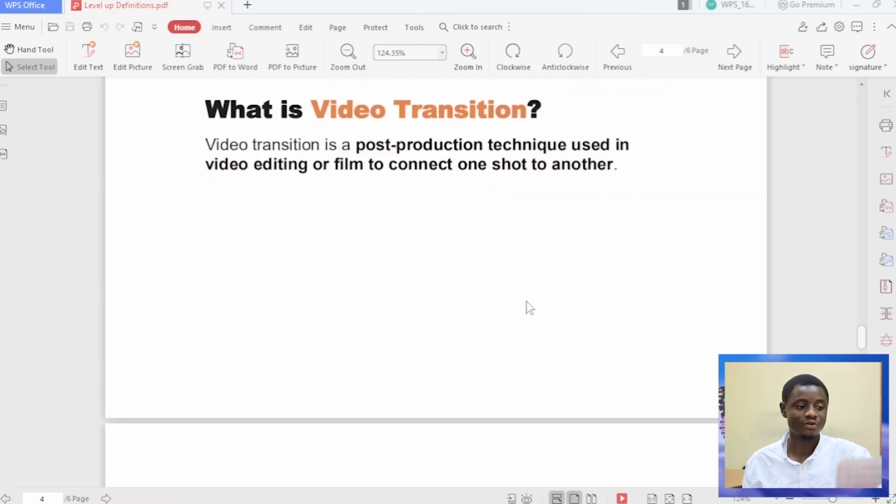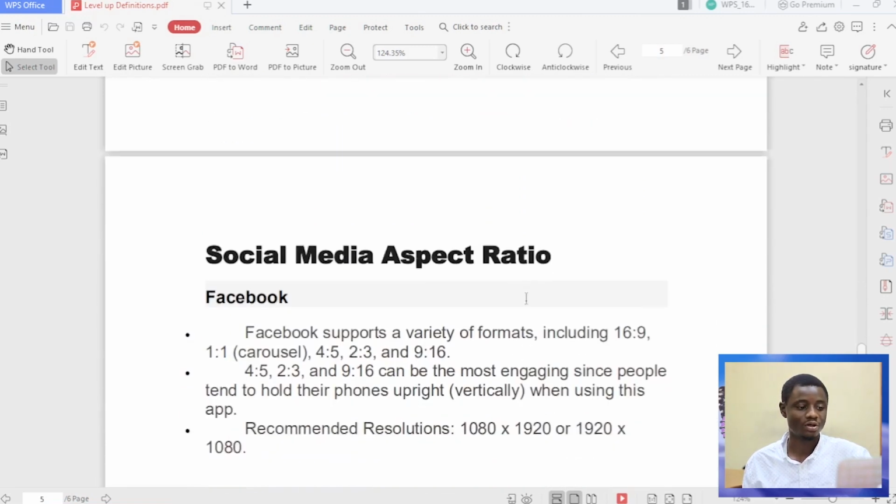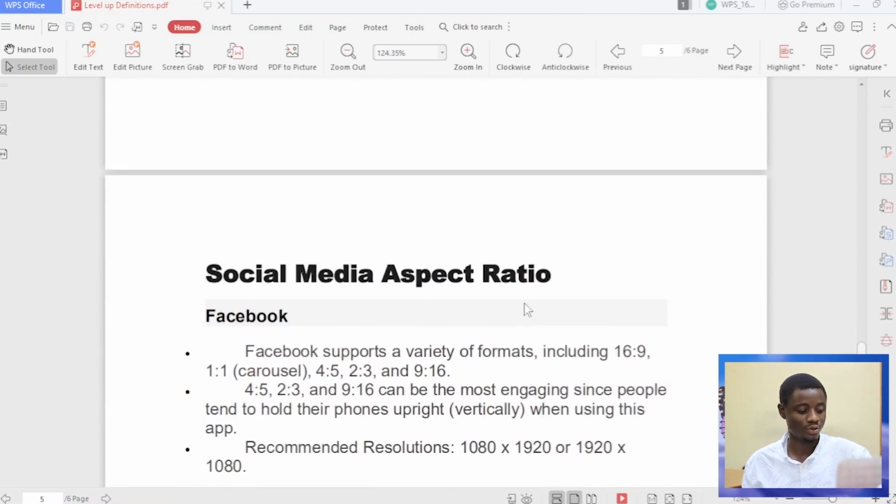What is video transition? Video transition is a post-production technique used in video editing or film to connect one shot to another. We'll look at all this later.